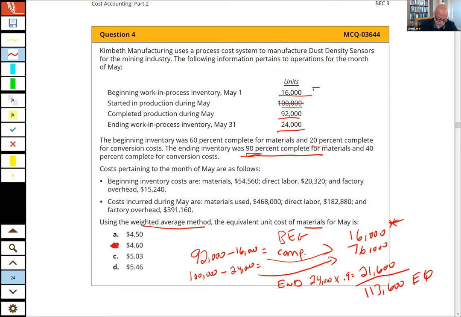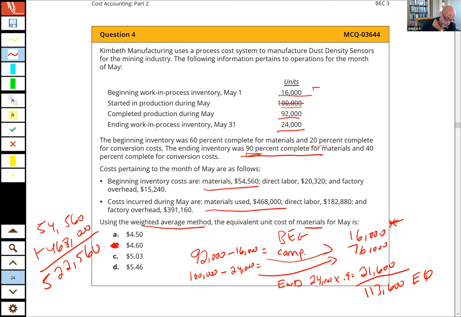But this question went a little further than the ones just asking us for the equivalent units. Now they want us to calculate the price per equivalent unit. And remember, since we're giving ourselves credit for the units that were already in process at the beginning of the year, we pick up the cost of the materials that was in the beginning inventory, and then the cost of materials that were added for the period. That gives me 54,560 plus 468,000, giving me a total for my numerator of 522,560. I divide that now by my equivalent unit calculation, which was probably the harder part of this problem. And that gives me the answer here, which is 4.60 per unit. Question?